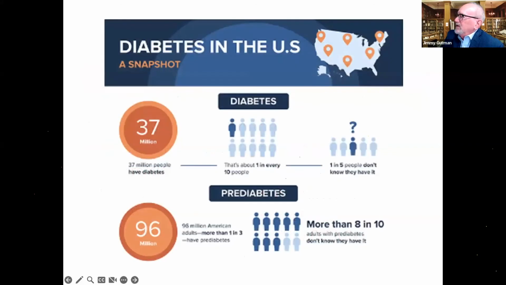And I don't need to get into too much detail about the numbers and how large a problem diabetes is in our countries. You've heard this again and again, but at least one in every three people in North America either have diabetes or pre-diabetes. One in three. This is huge.